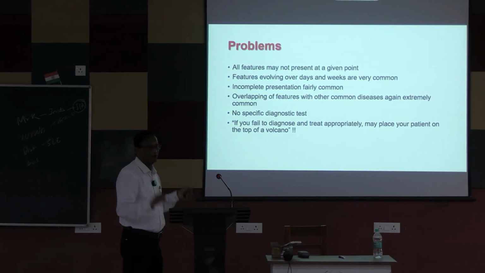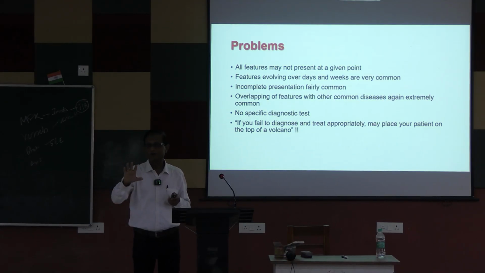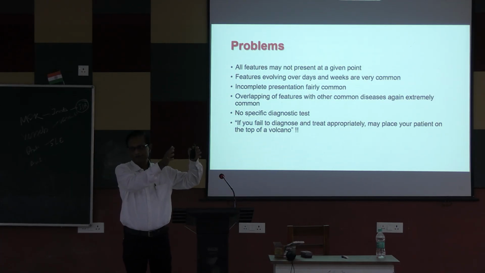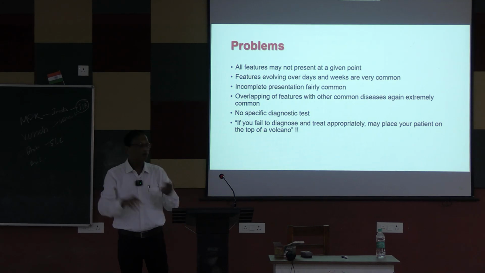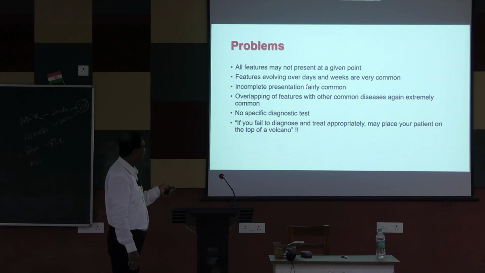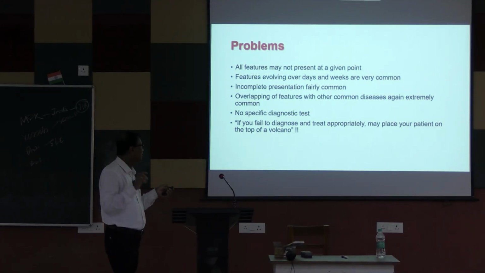One thing to be kept in mind, all these features I have described may not be present at a given point of time. Some appear on the first day, some disappear in between, some appear late, and by that time the features that appeared in the first part have disappeared. Features evolving over days and weeks are very common. Incomplete presentations are fairly common, which is called incomplete Kawasaki disease. Kawasaki is classified as classical and incomplete Kawasaki disease, so when all the features are not there, then we call it incomplete.